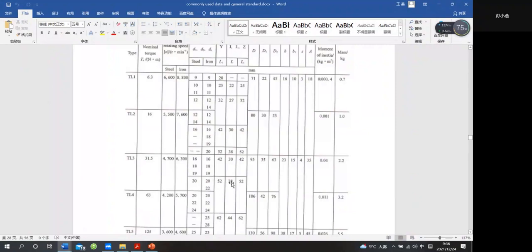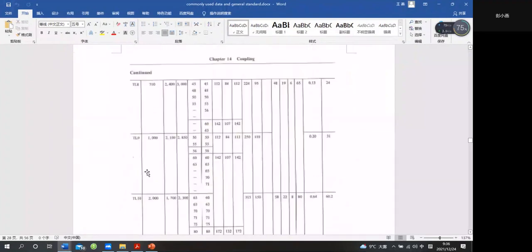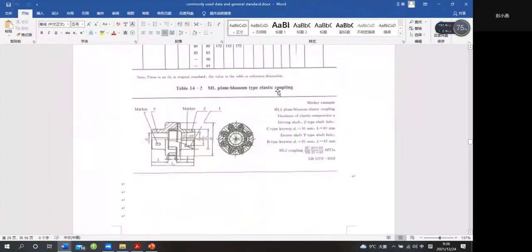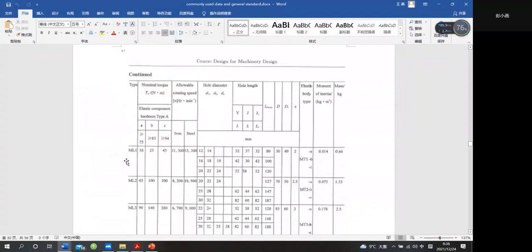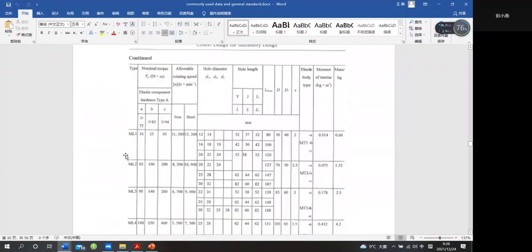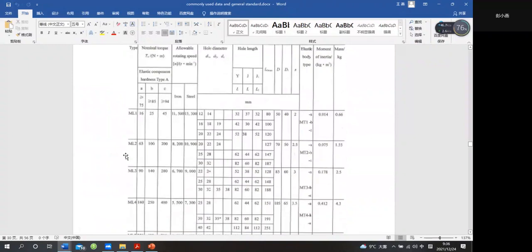And this is the length of the half coupling, and this is the length mounted with the shaft. This is for TL4. And if we choose elastic coupling, the ML type coupling, for the ML type coupling, we can choose which? We can choose ML2 or ML3 type.